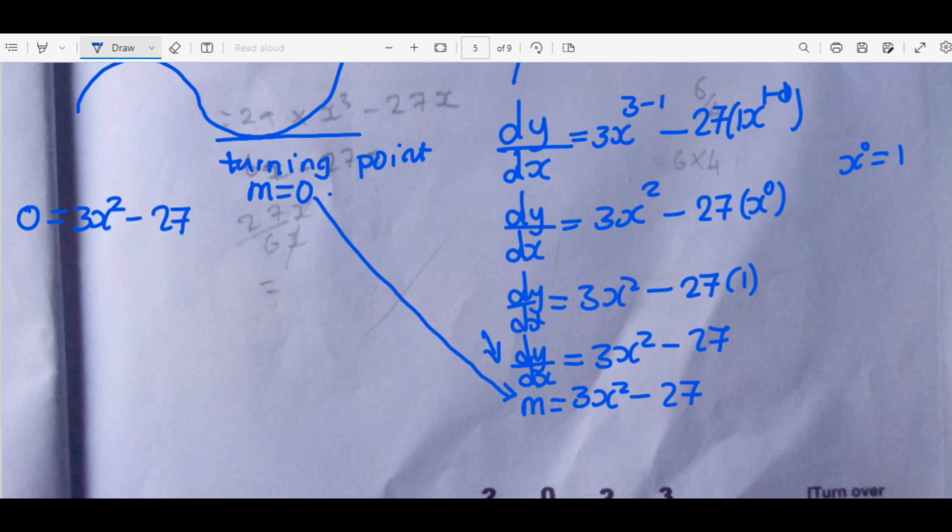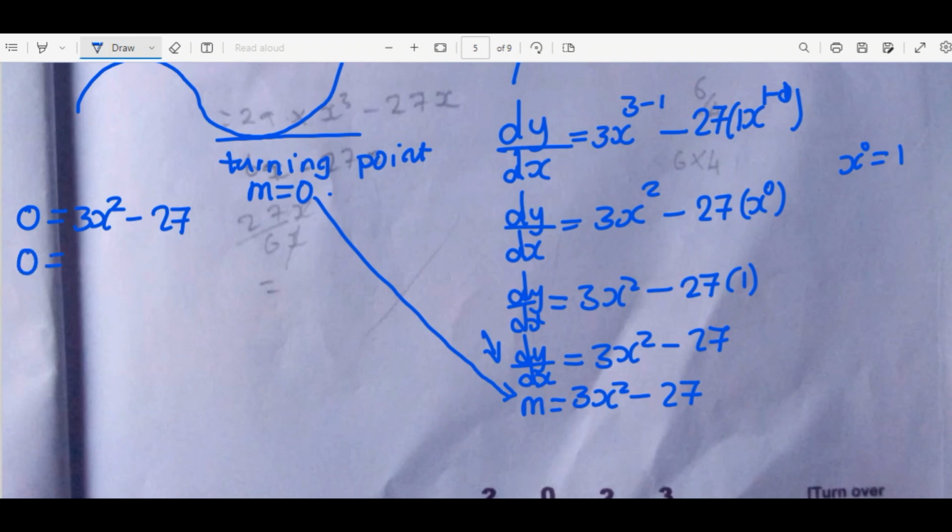Now, how can we solve for the value of x? After you are done differentiating and you equate the differential equation to 0, remember to substitute m with 0. Then after that, you need to solve the given equation, which is our quadratic. Now, since we have only 2 terms, 3x squared minus 27, we are going to use the factorization method.